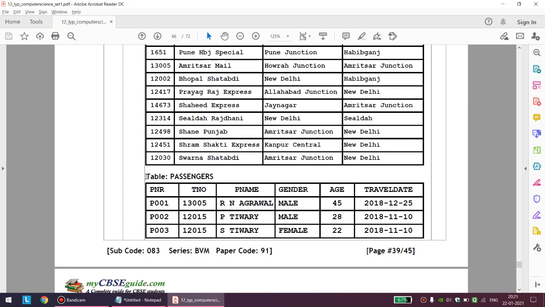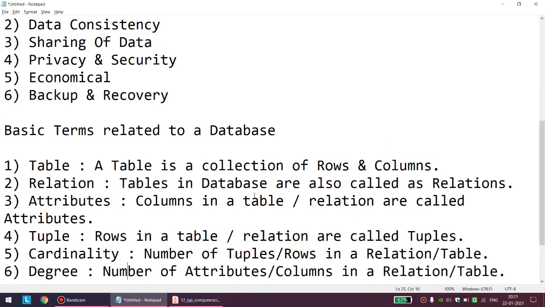Can you give me the cardinality of this relation passengers? Obviously, there are 3 rows, so cardinality will be 3. Can you give me the degree of this relation passengers? Yes, there are 1, 2, 3, 4, 5, 6. There are 6 columns or 6 attributes, and that is the reason the degree of this table passengers will be 6. Cardinality, because there are only 3 entries in the rows, this is one single entry, do not get confused, this is one single entry. So cardinality is 3, degree is 6.